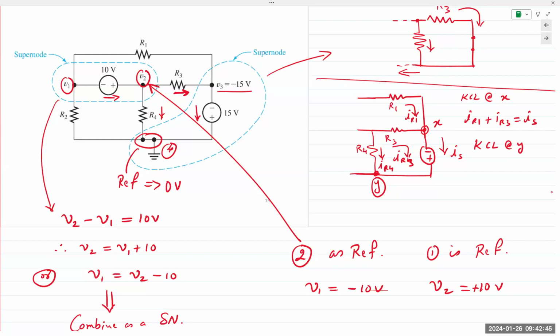Again, this is nothing too complicated. I get IS entering, and then what do we have? IR, oh, this also needs to have a current. So this would be R2. So IR2. So I would have two currents entering, IS plus IR4 is equal to IR2.